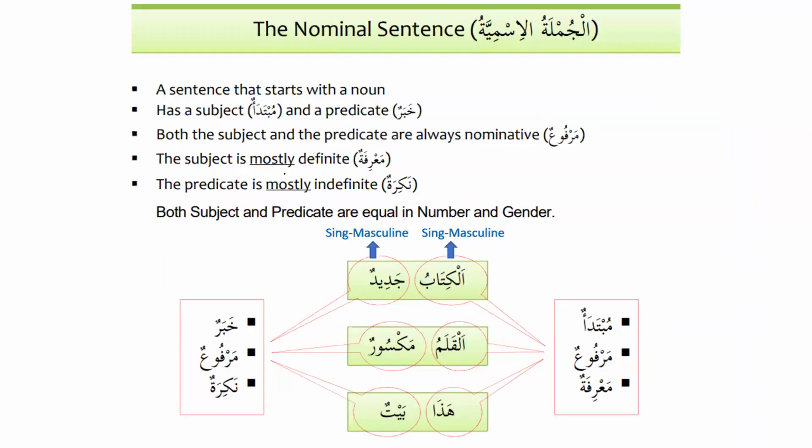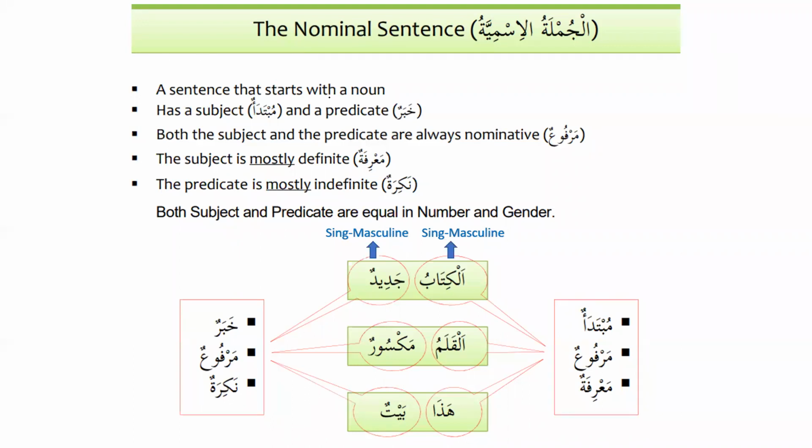We started our lessons with al-jumlatul ismiyatu, the nominal sentence. Hadha kitabun, we started from that. And we still continue with the nominal sentence. Now, a little bit more that we need to know about it, inshallah.